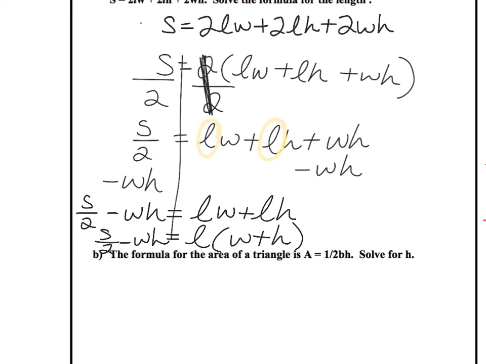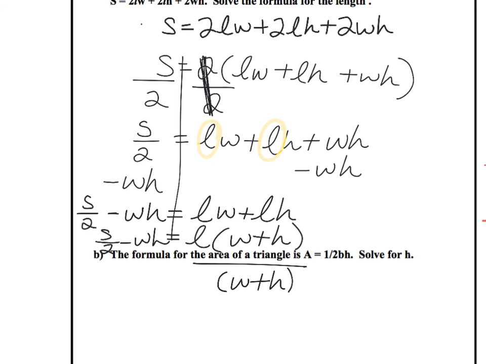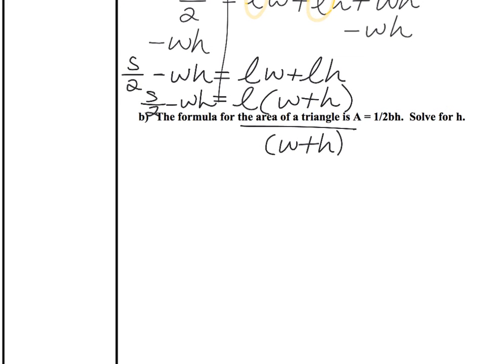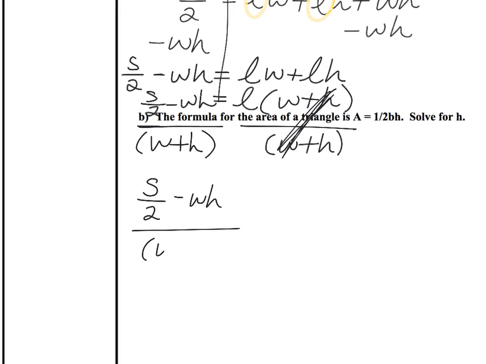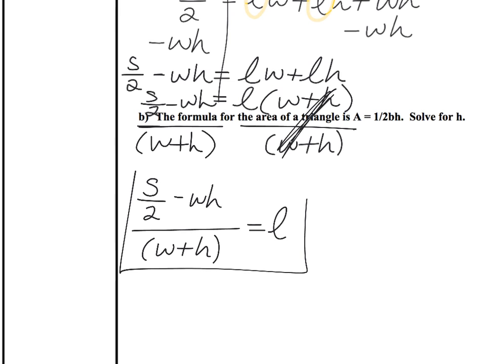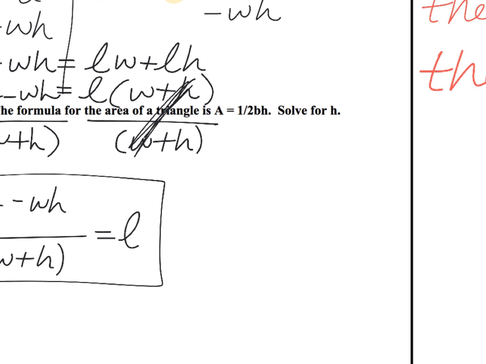The last thing that we have to do is divide by W plus H. And I wrote too big. I'll scroll up. Divide by W plus H, which will cancel that out. So your final answer for L is S divided by 2 minus WH divided by W plus H. That is equal to L. Oh my gosh. Write it down.